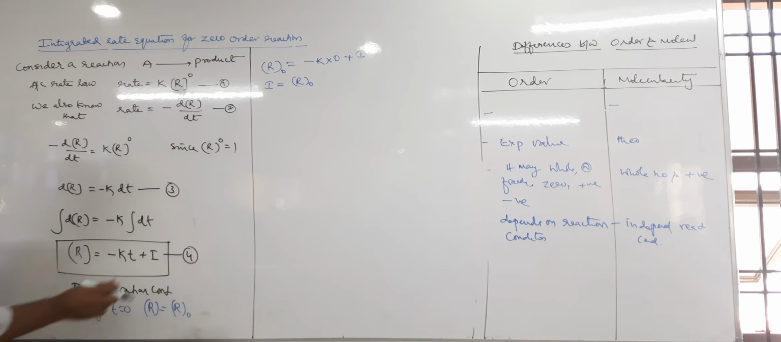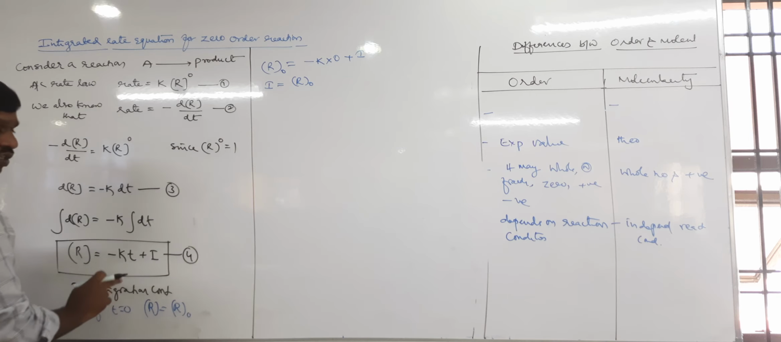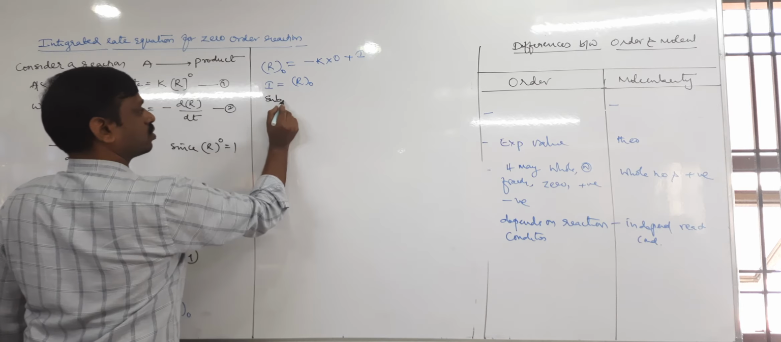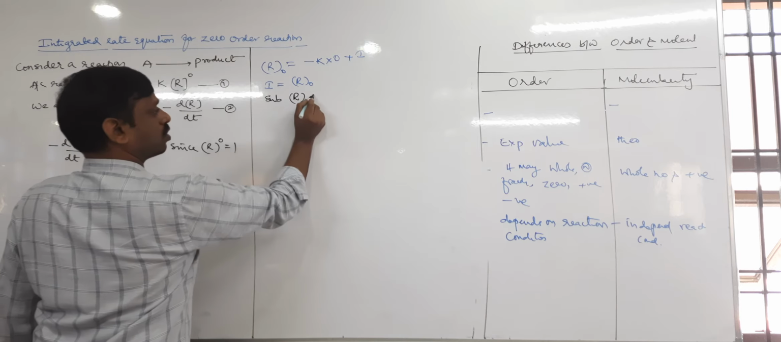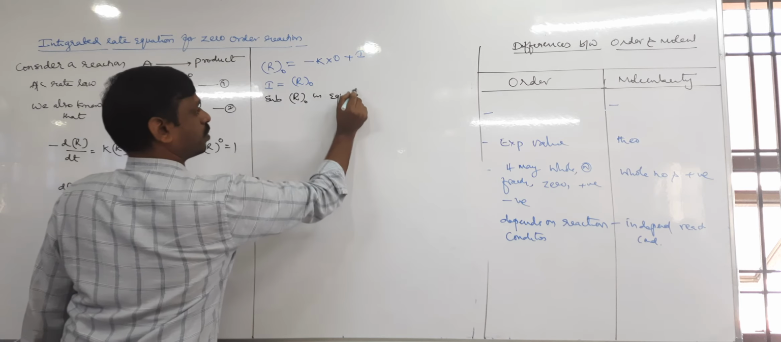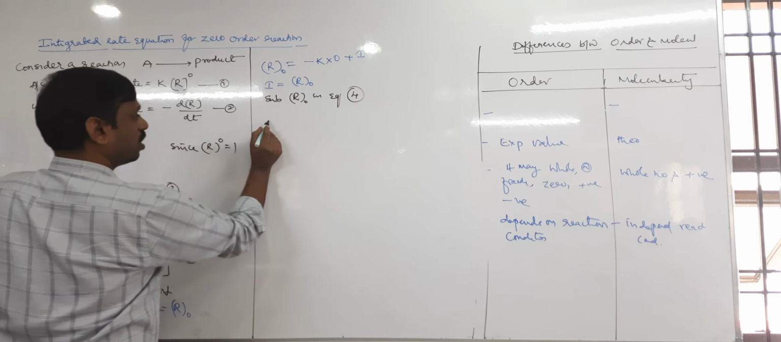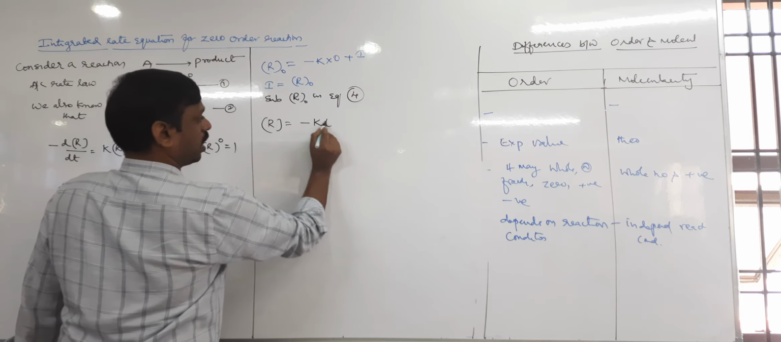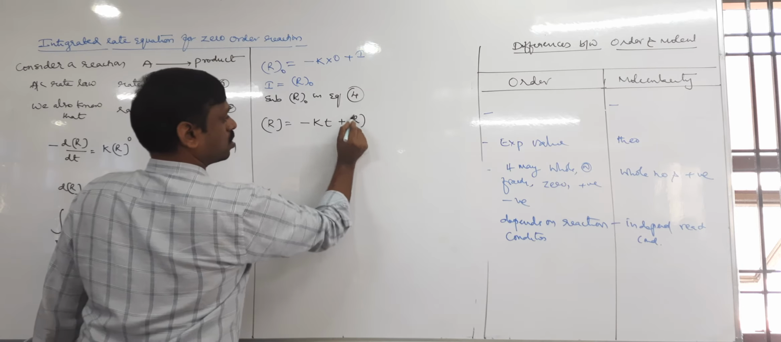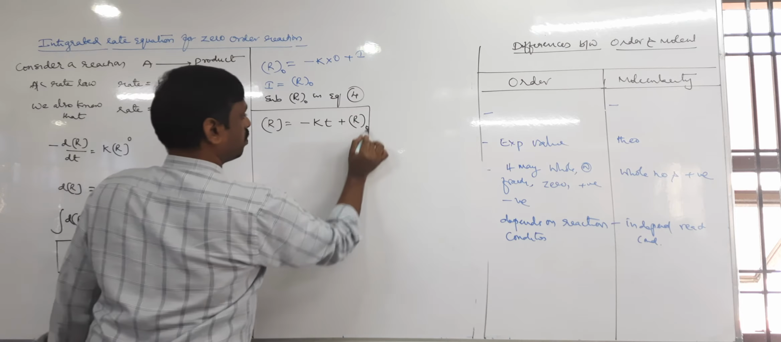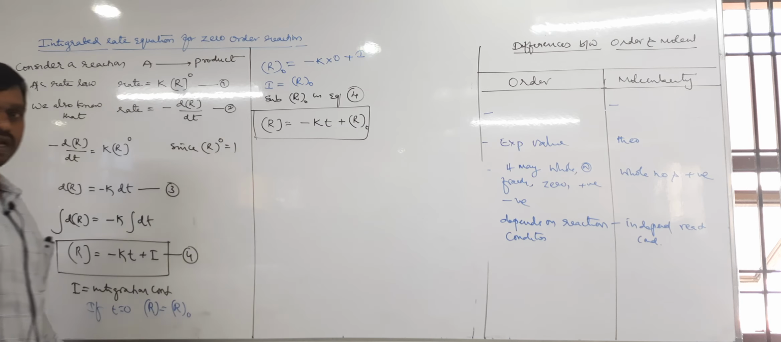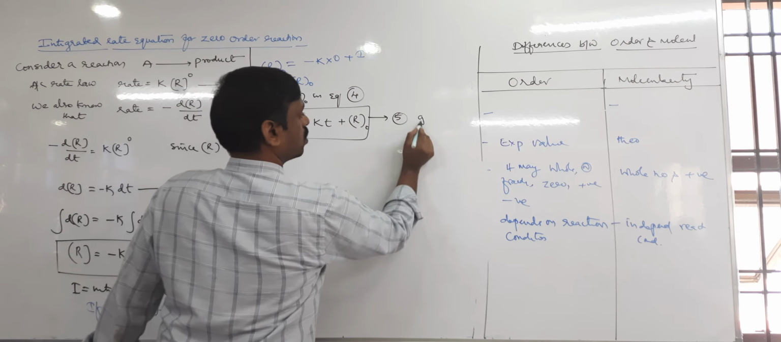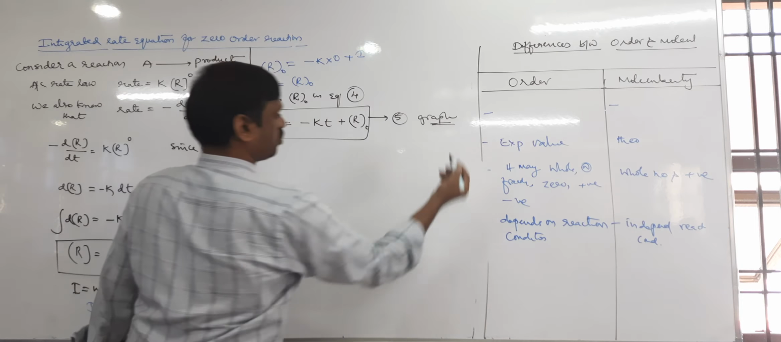Okay. So therefore, now this R naught value, substitute in equation 4. Then what do you get? R equal to minus Kt plus R naught. This is one important equation for graph. Equation 5. Graph can be plotted on this equation.